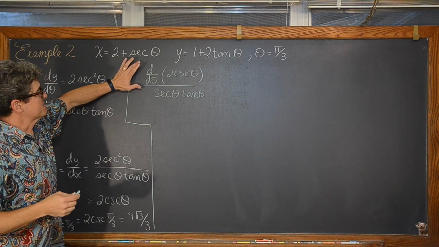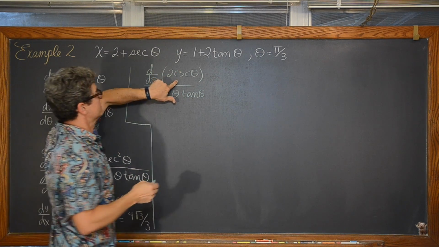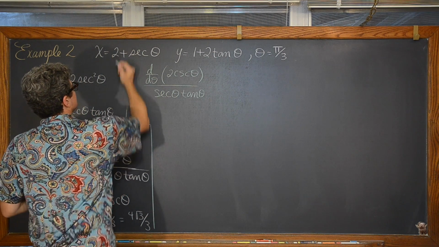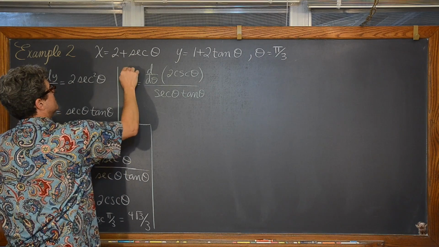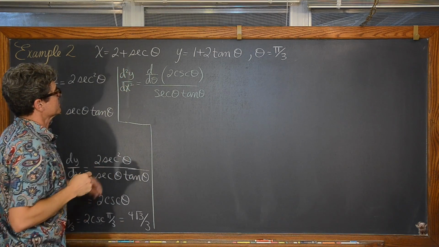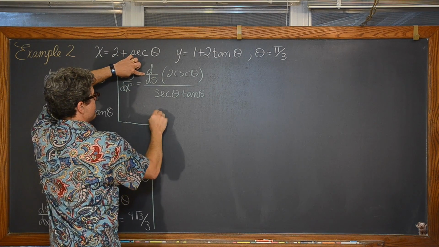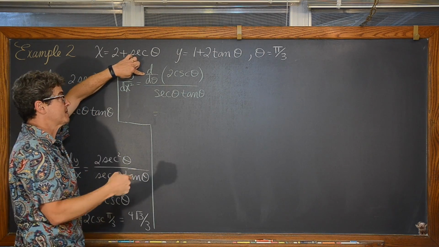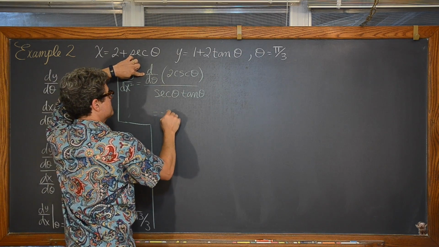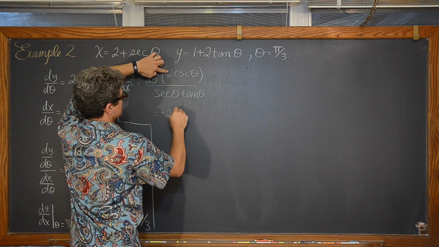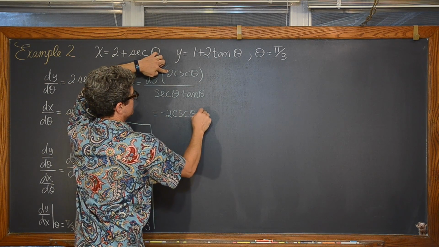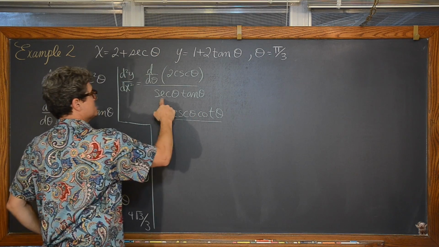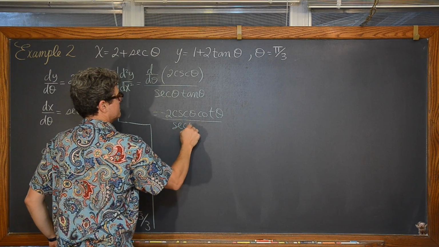Okay, so taking the derivative of the numerator with respect to theta, we have, and we'll go down here. There, that's what we're finding, the second derivative. So we have the derivative of cosecant is negative cosecant cotangent, so we're looking at negative 2 cosecant theta cotangent theta. And that is over secant theta tangent theta.